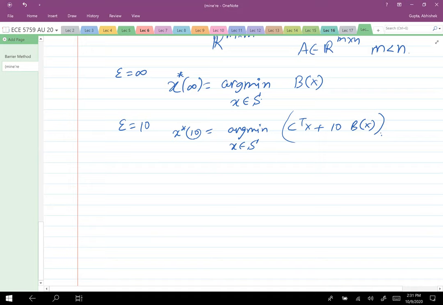Okay, and then we need to reduce epsilon to 5, and then I have to compute x star 5, and so on. So for every value of epsilon, remember we have to take infinitely many values of epsilon because we have to keep reducing the value of epsilon starting from a very high number. And we have to compute an argmin, which means we need to run an infinite number of iterations within each iteration. And there are infinite number of outer iterations. So let's call this outer iteration.